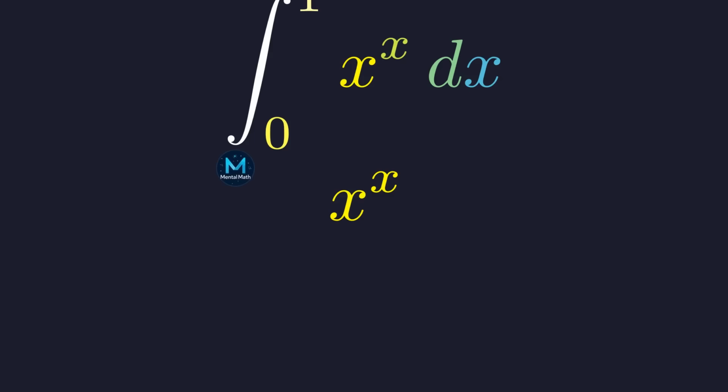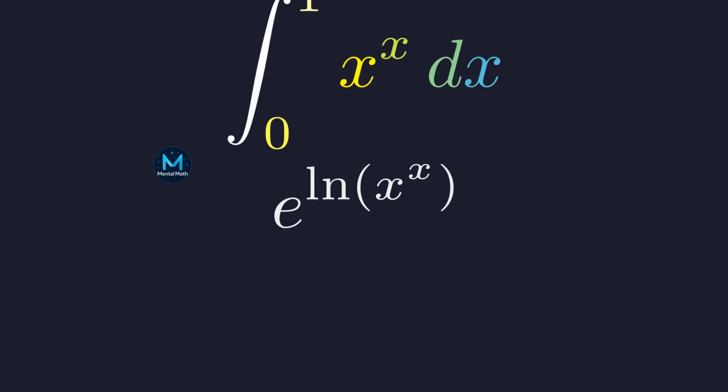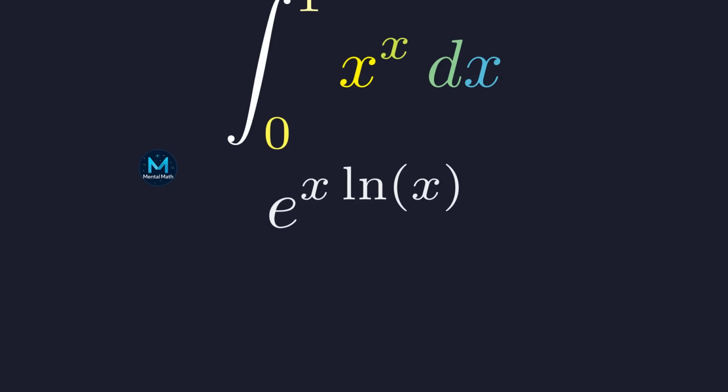Here's the trick. We can use the inverse relationship between the exponential function and the natural logarithm. Any positive expression can be written as e to the power of the natural log of that expression. Now we can use a fundamental property of logarithms to bring the exponent down. This gives us e to the power of x times the natural log of x. This form is perfect for our next step.